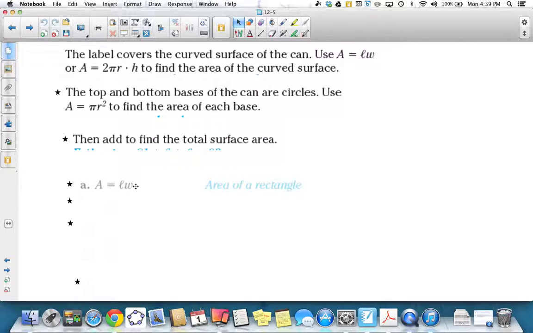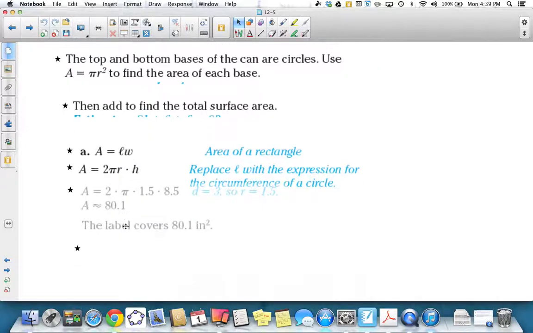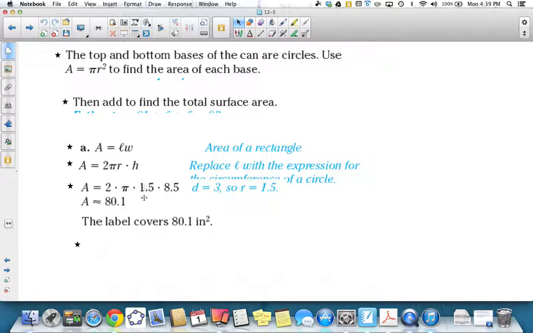Let's answer letter A. Again, we want to find the area, which is length times width, the area of a rectangle formula. We substitute length with 2 pi r and width with h, and we substitute further. Therefore, we now have 2 pi times 1.5 times 8.5, where 1.5 represents the radius and 8.5 represents the height of our cylinder. The area is approximately 80.1 square inches. This is now the curved surface of the can, or where the label goes.